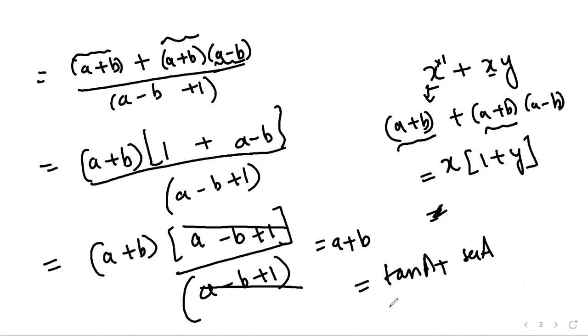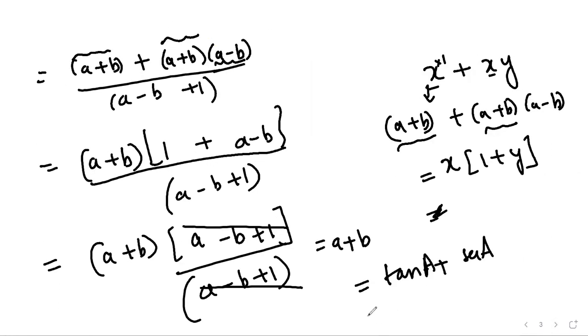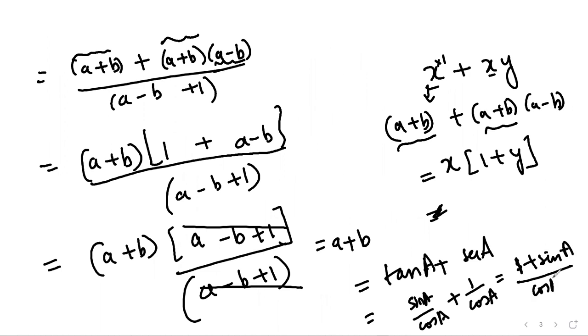But now no problem. I can rewrite it as this because we want 1 plus sine and cos. That means we have to rewrite tan and secant in terms of sine and cos. Tan is what? Sine A by cos A plus secant A is 1 over cos A, and that gives you sin A plus 1, or 1 plus sin A, because that's the way it's mentioned in the right hand side, over cos A, which is my expected RHS.